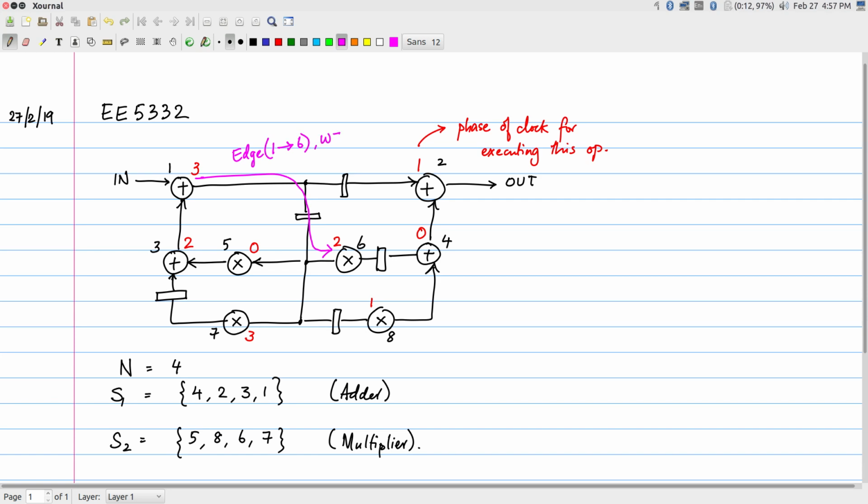with the number of delay elements on it equal to 1. This W is the number of sample delays. Similarly, I have another edge that goes over here. This is an edge from node 1 to node 8, and it has W, the number of delay elements, equal to 2.